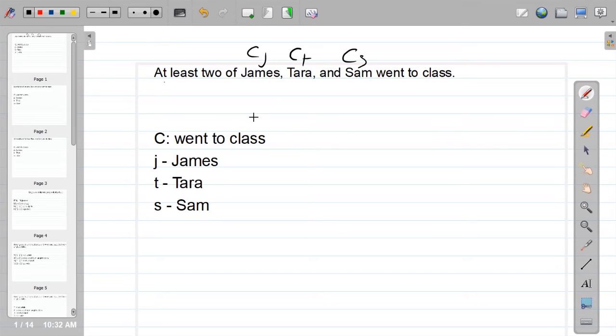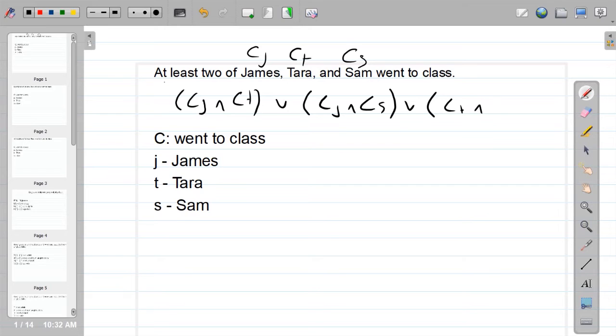Okay. So we'll just describe the cases. CJ and CT, or CJ and CS, or CT and CS. Yeah? It's an informal notation. We could make it fancier by adding all the relevant brackets, but there you go. Okay. Good there?